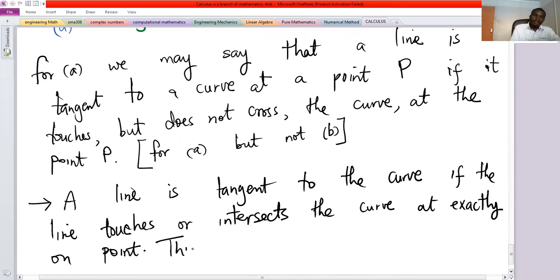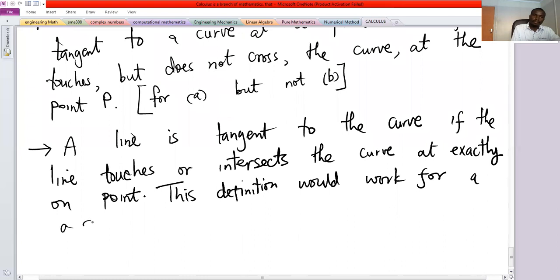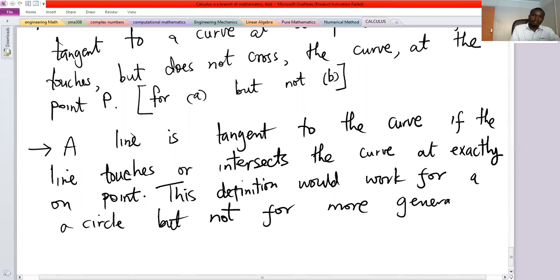This definition works for a circle but not for a more general curve, like in C.